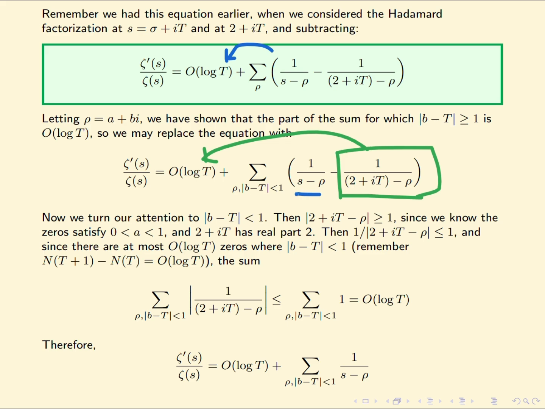And then the only thing that remains is this blue section. And that's this sum here. So I've shown that zeta prime of s over zeta of s equals O of log of t plus just this sum over the zeros that are within 1 of t, where the imaginary part is within 1 of t.